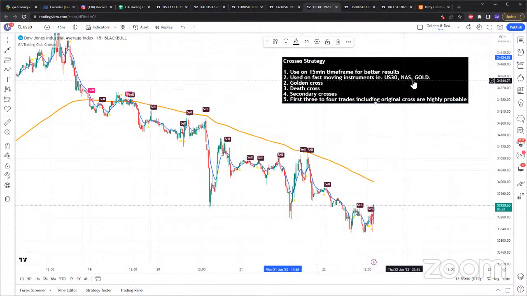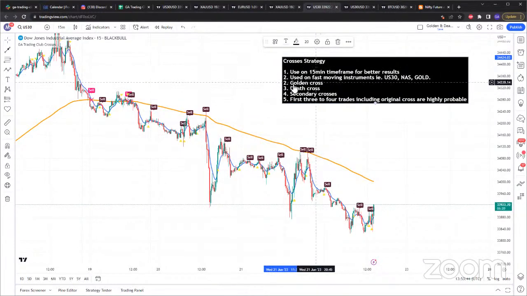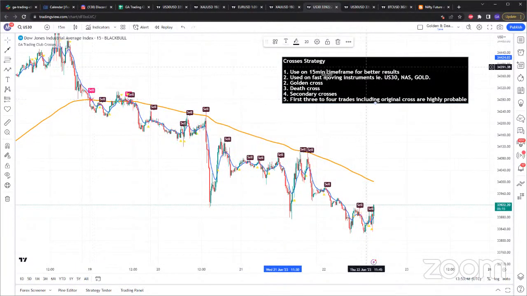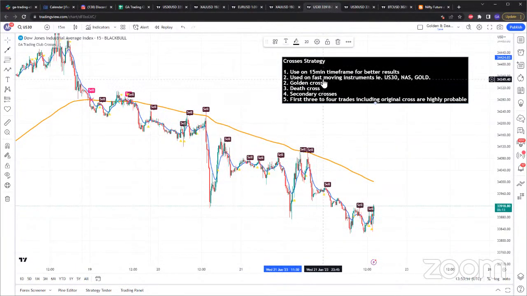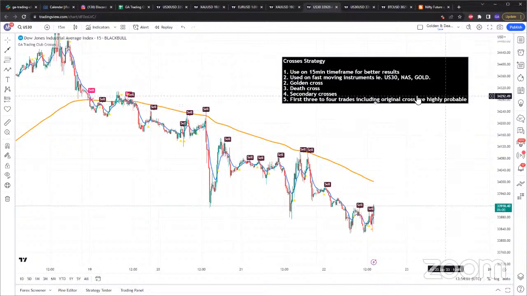Use it on fast moving instruments: US 30, NAS, and gold, and maybe Bitcoin. Check for the golden cross. The original crosses will have a cross next to it, so trade the golden and death crosses. The secondary crosses are these other entries that do not have an X on it, that's why I call them secondary crosses. And also, the first 3 to 4 trades, including the original cross, are highly probable.